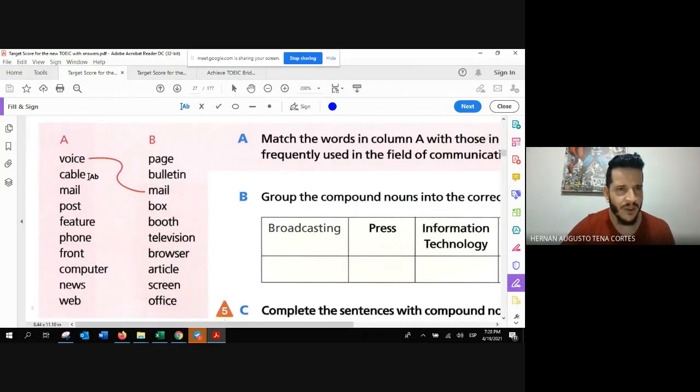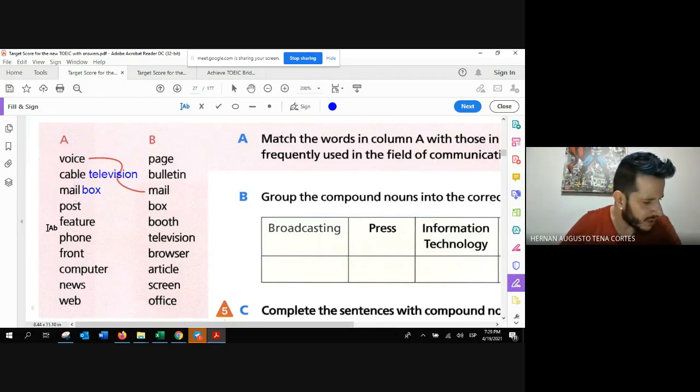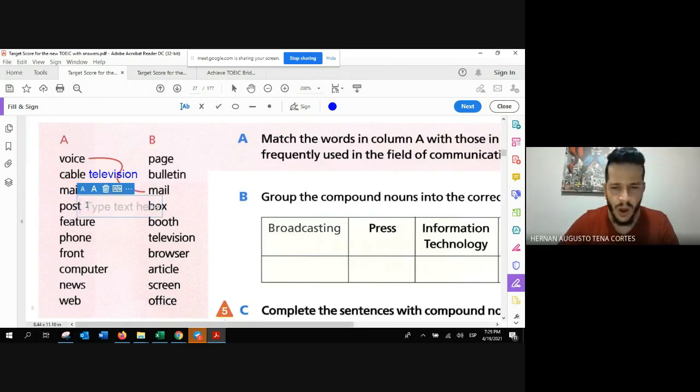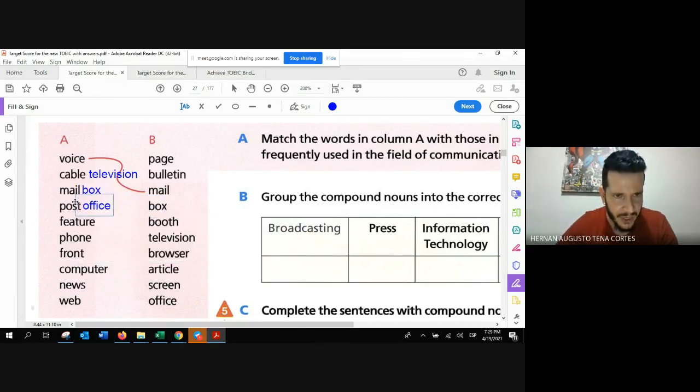So, cable, we normally see the word cable with television. Make this a little smaller, boom. So cable television is very common. Cable television. So somebody said mailbox. For sure, mailbox is also very common. This is a very common combination. How about post? Post, what do you say? Office. Post office. Very good. Post office, also very common. Post office is another combination.